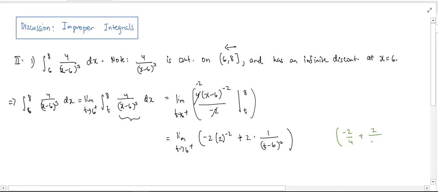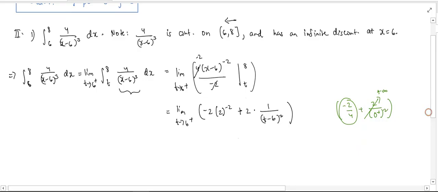When t is 6, this goes to 0 from the right, and then square mo pa. So what do you have? You have negative 1 half plus this one goes to positive infinity. So the final answer actually is positive infinity, which means that your integral diverges.